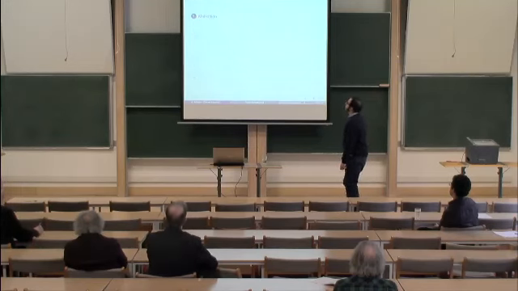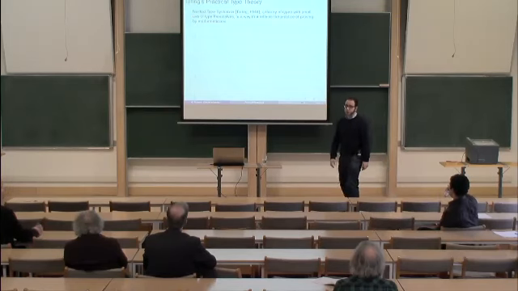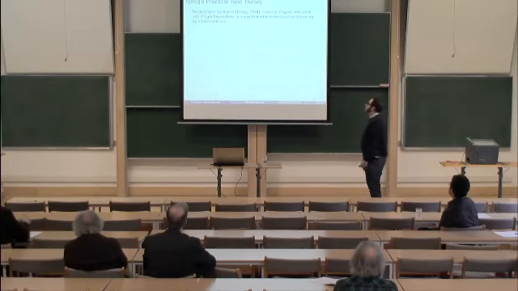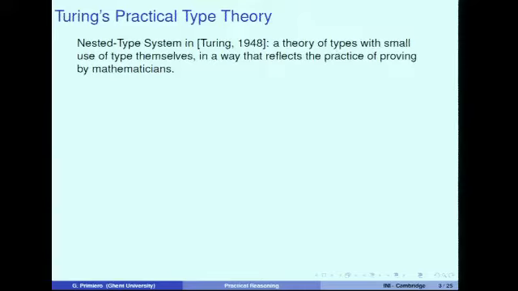So what is the motivation and what is the reference I was talking about? This is a reference to Turing. In 1948 he wrote this, the paper was published in 1948, probably written around 1946. The paper was titled Practical Forms of Type Theory, and this is more or less a quote from the paper.